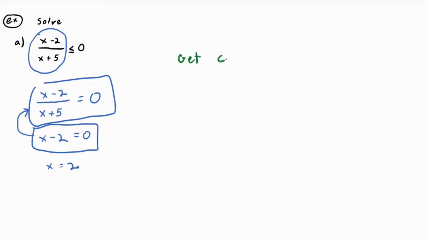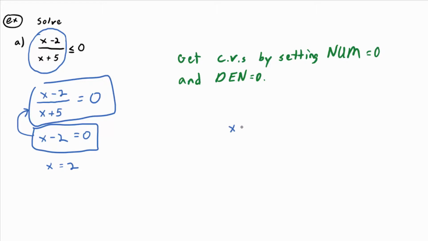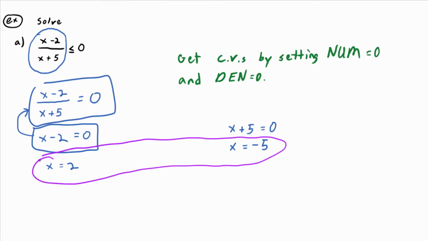You get the critical values, CVs, by setting both the numerator, NUM, equal to 0, and the denominator, DEN, equal to 0. But that's the only change. Then you use test values to do the rest. So, long story short, long explanation for a simple idea: set x plus 5 equal to 0, get x equals -5, and these are your critical values. Now it's exactly the same as before.